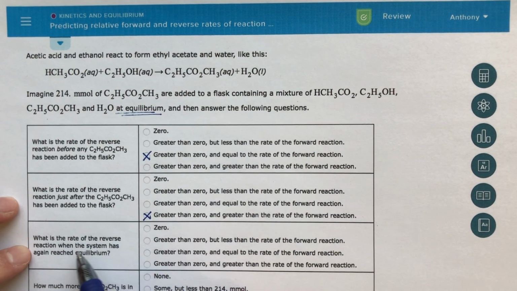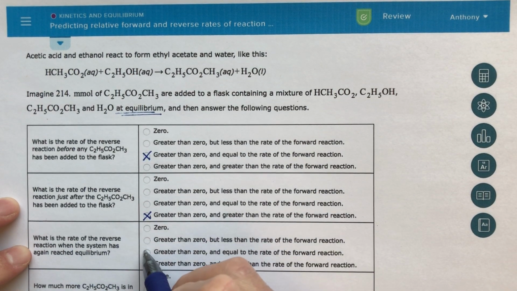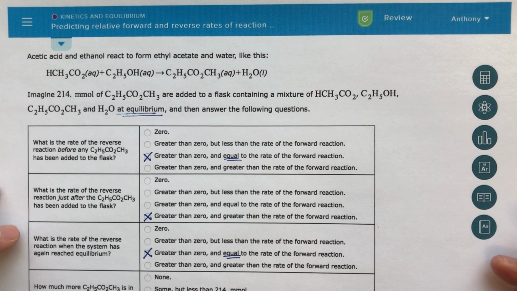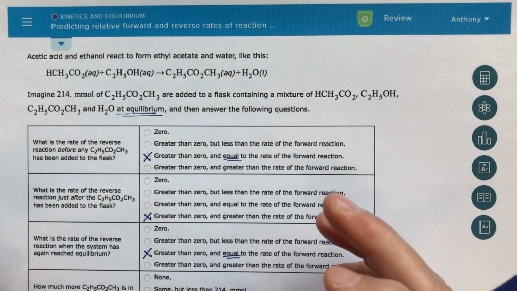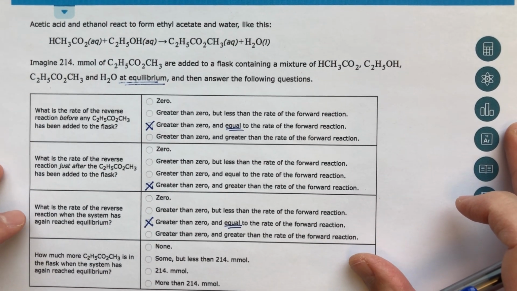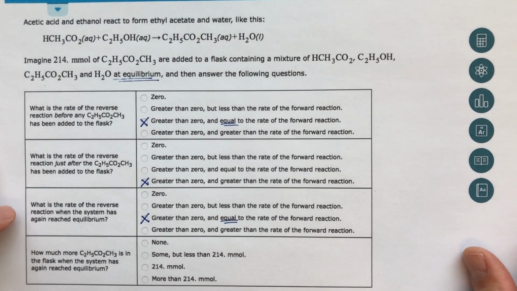What is the rate of the reverse reaction when the system has, again, reached equilibrium? Again, this is going to be equal to, right? That's the whole point of equilibrium, that the rates of the reactions are equal. We're not going to get any net change between the concentrations of products and reactants. Hopefully that makes sense. If not, just let me know.